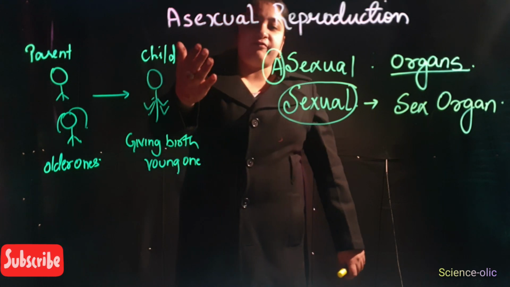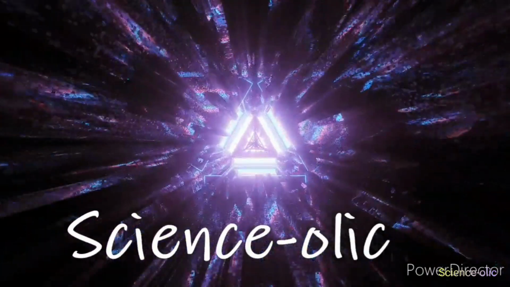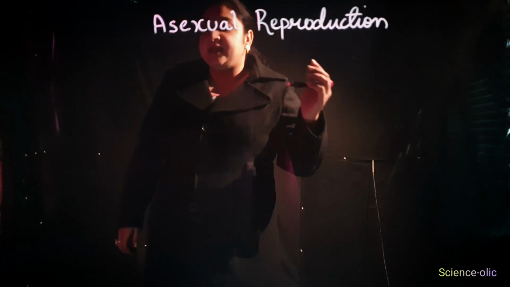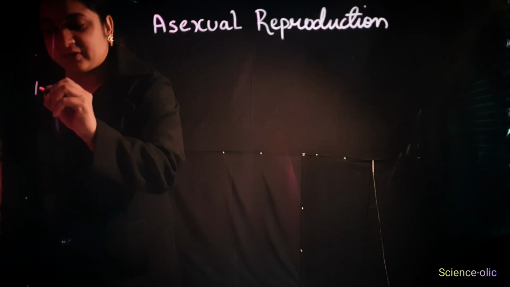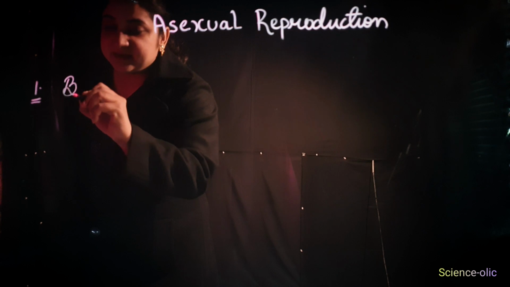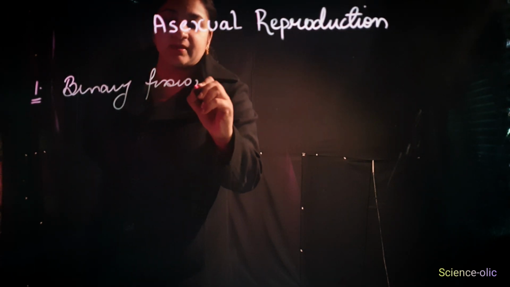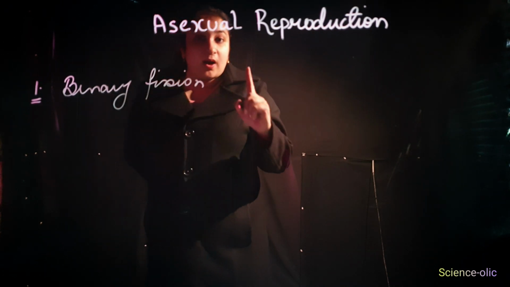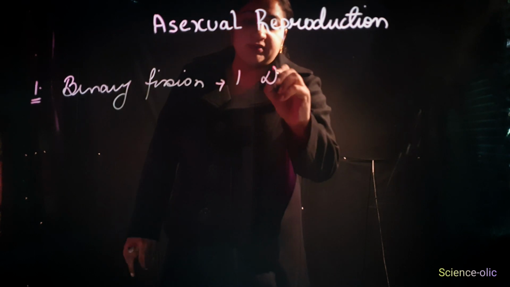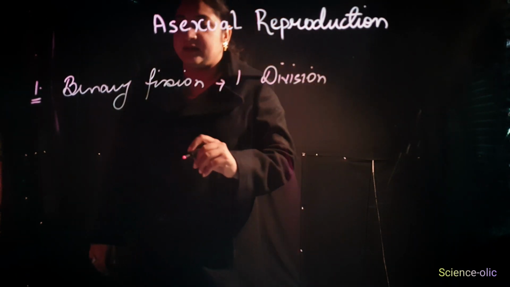Let's discuss different types of asexual reproduction. There are different forms of asexual reproduction. Number one is binary fission. Binary means two, and fission means division. Okay, there is division into two parts.